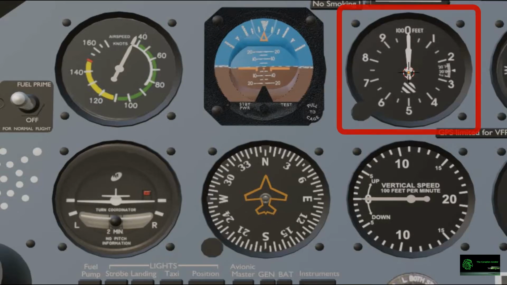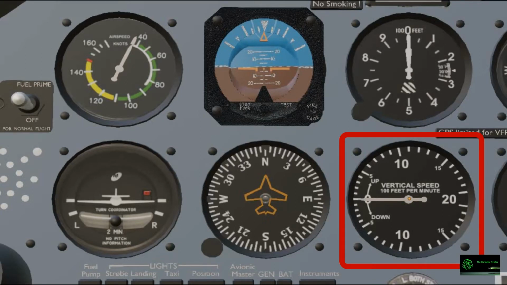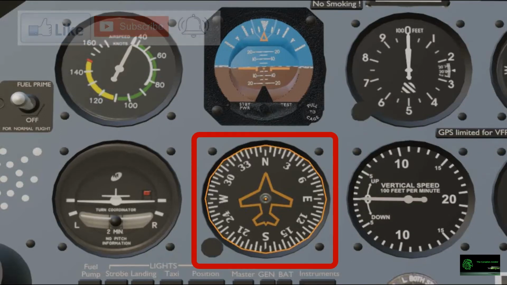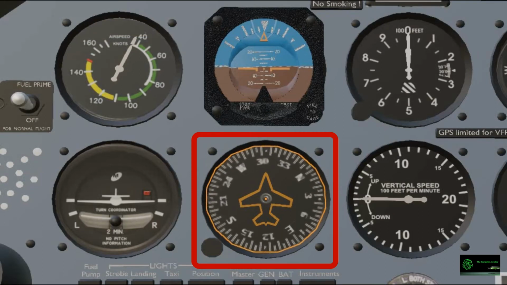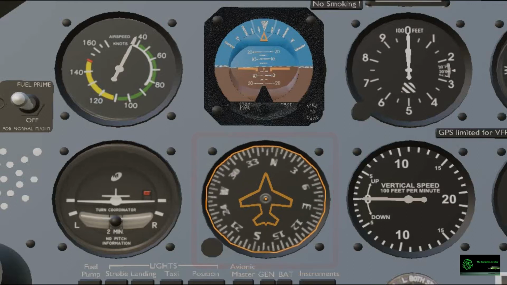The altimeter. The altimeter measures the height of the aircraft above sea level, based on the outside barometric pressure in inches of mercury. The vertical speed indicator, which tells you the rate your aircraft is going up or down in feet per minute. The heading indicator. It needs to be set to the compass and indicates the direction the aircraft is heading in degrees of a plane angle.